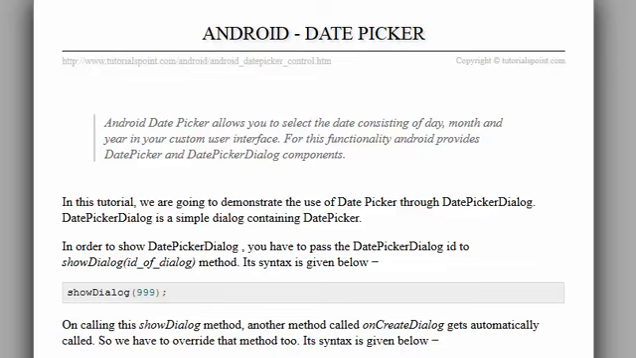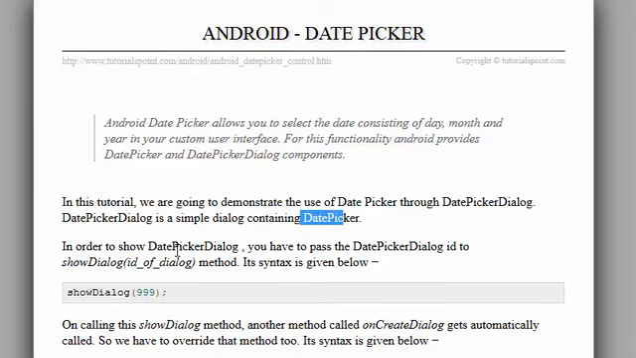Okay, so now we have a gadget here, and we call it date picker dialog. In this tutorial, I will demonstrate how we use the date picker through the date picker dialog. It's simply a dialog which contains a date picker. It's not some rocket science here.